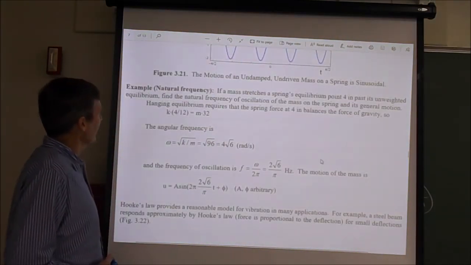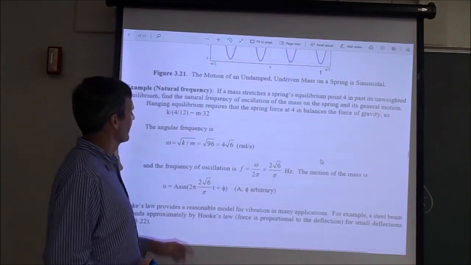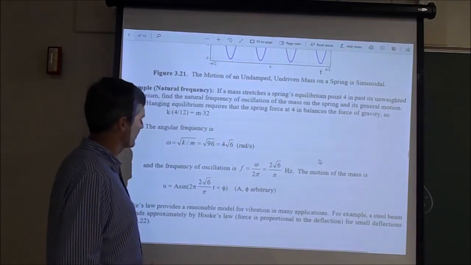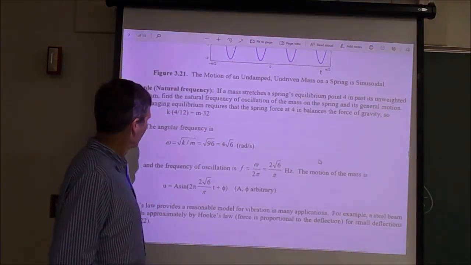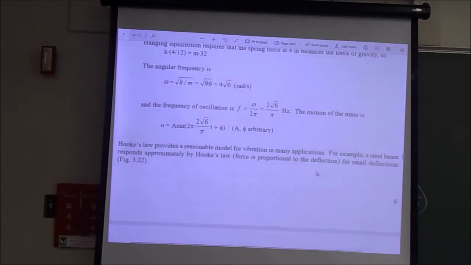So we can calculate the angular frequency as square root k over m for any mass on a spring problem and see exactly how fast it will oscillate. And then the actual frequency. All right.